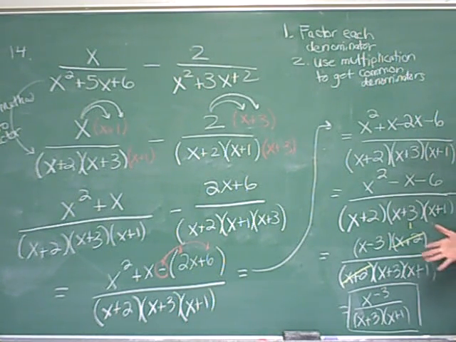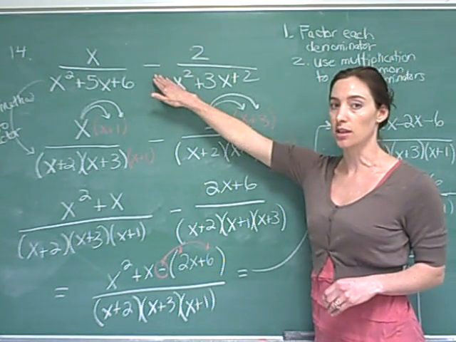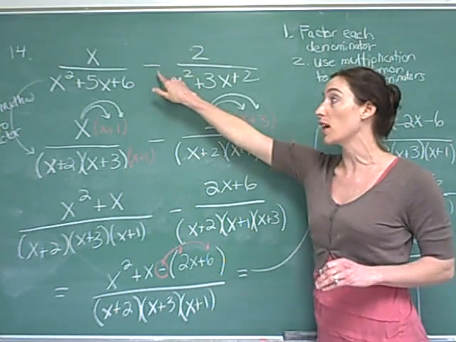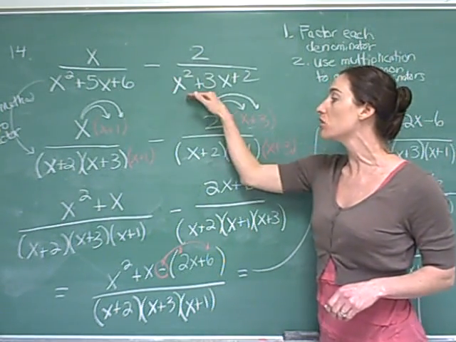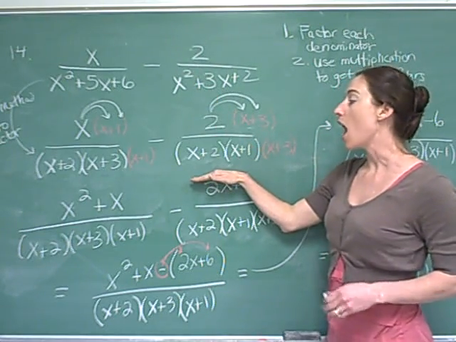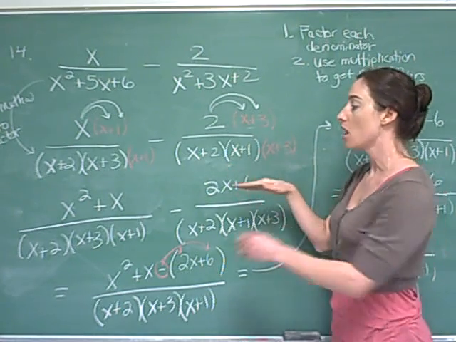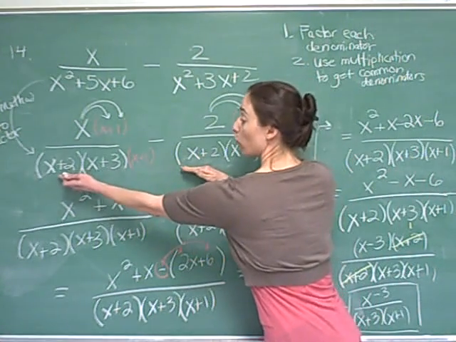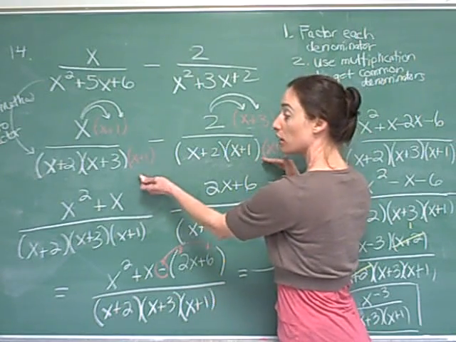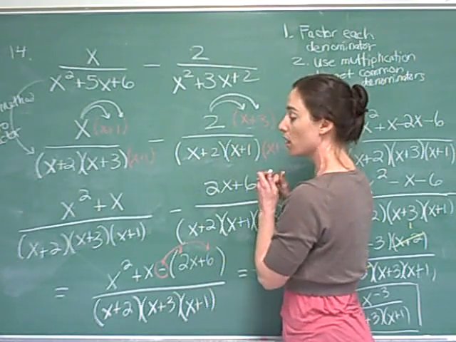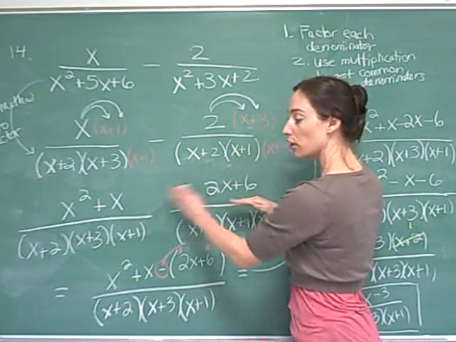So just recapping our steps. We started with two rational expressions that were being subtracted. My first job before I can subtract these guys was to get common denominators. So I factored each of the denominators, and then I took a step back and asked myself, what do those denominators have in common, if anything? And they did have one factor in common, so I used multiplication to make the denominators look identical. Then I used distribution to get my new numerators.